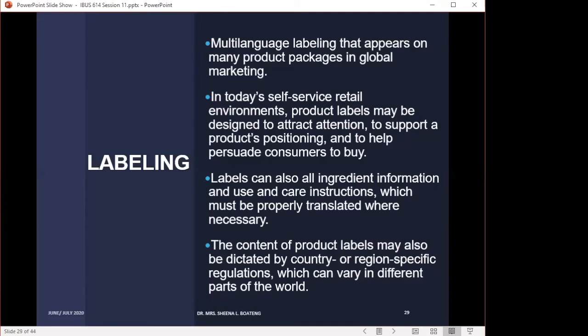Next, we can talk about labeling, which is largely a component of packaging. And with global marketing, the main issue that comes up when we talk about labeling is multi-language labeling, because we know that there are different languages that are spoken in different parts of the world. Victor, please come in.